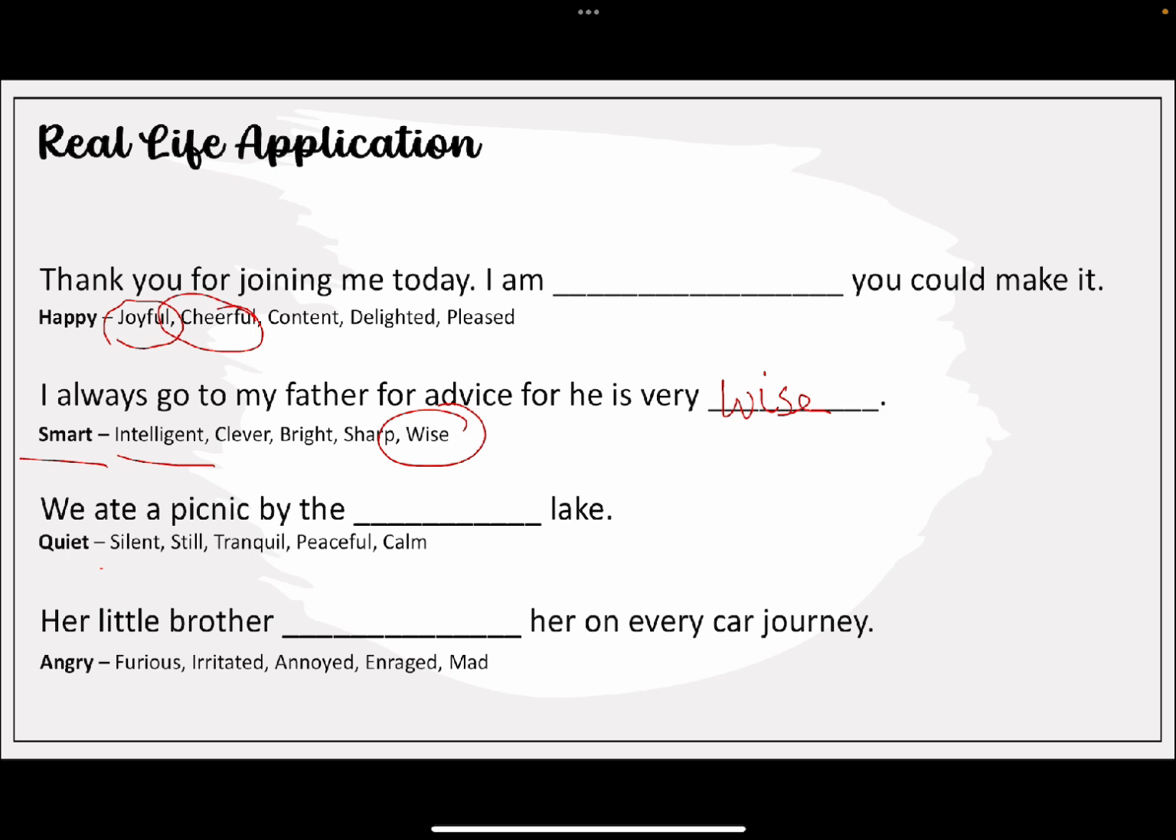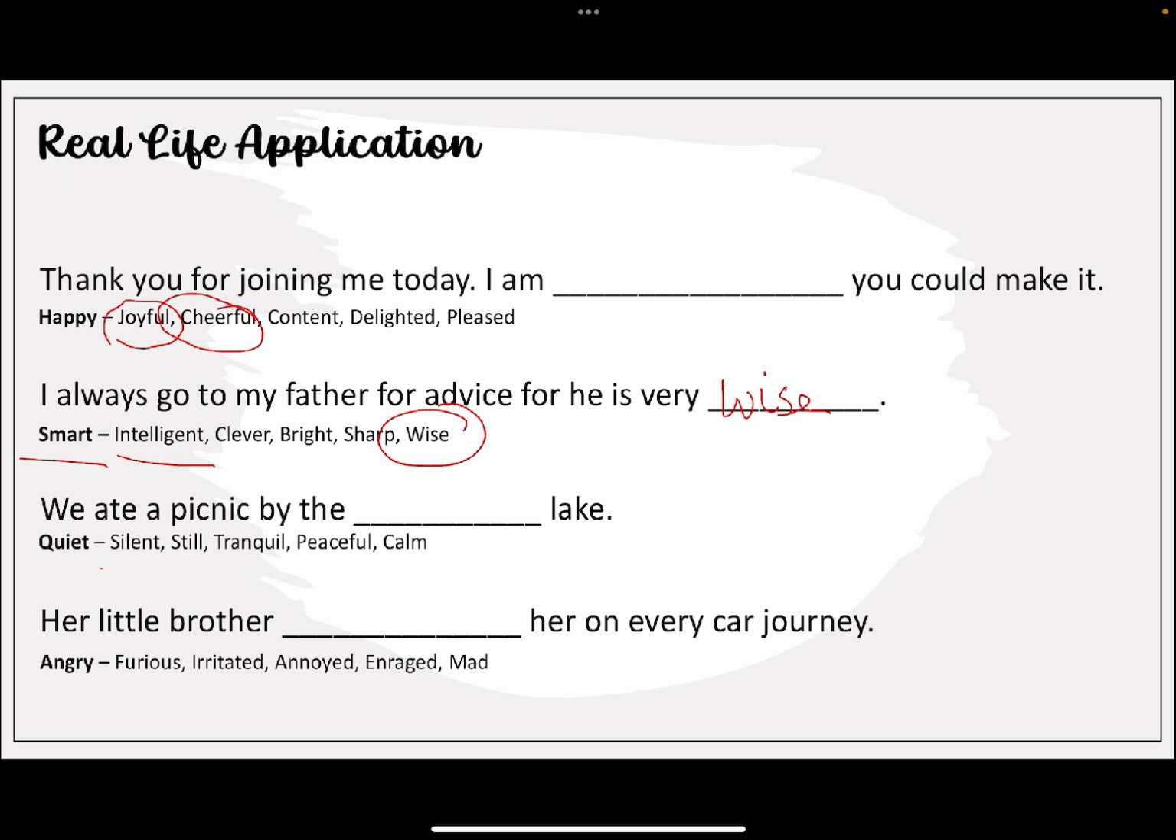Sentence 3. We ate a picnic by the blank lake. Now I'm going to give you a list of synonyms and I want you to decide which synonym you would use. Quiet, still, silent, tranquil, peaceful, calm. We ate a picnic by the blank lake. Quiet, silent, still, tranquil, peaceful, calm. Which one would you choose? Yes, you could use any of these synonyms.